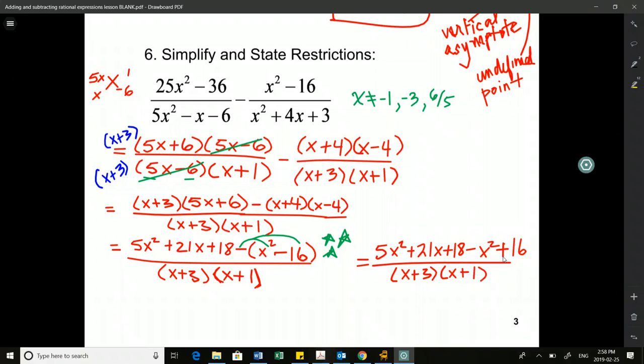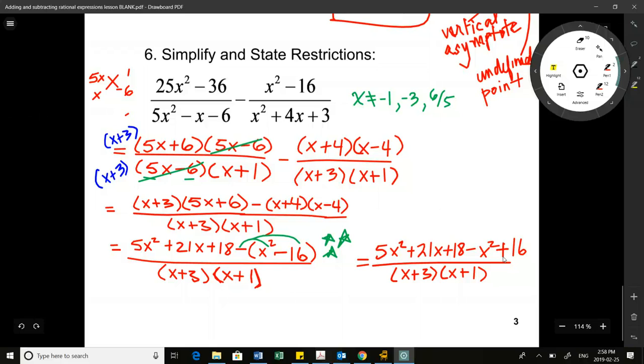Isabella? Where'd you get 21 from? I was just foiling this, so I got x times 6 plus 3 times 5x, so 15 and 6. Right, because we're doing first, outside, inside, last. I'm just simplifying as I go. Yeah. So normally you'd get like 2 x terms. I'm just adding them together in my head. Yeah. Okay, and I'm just going to finish this on my screen here so that you guys can see.